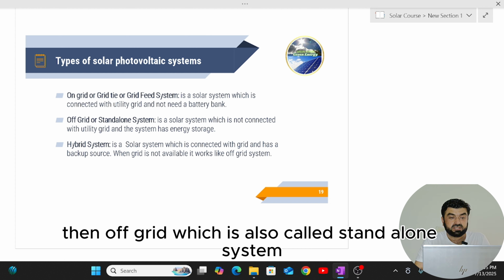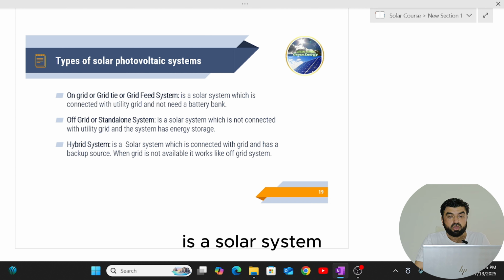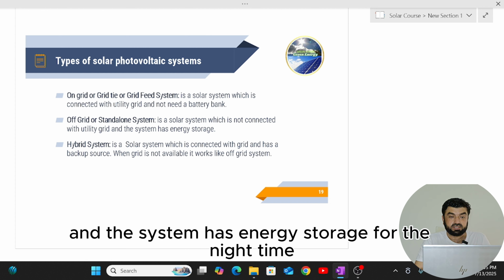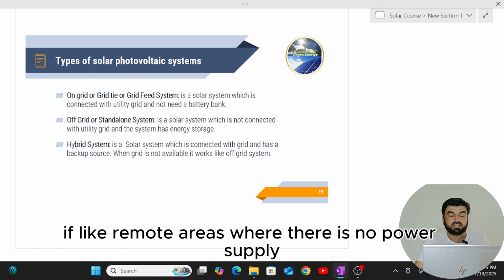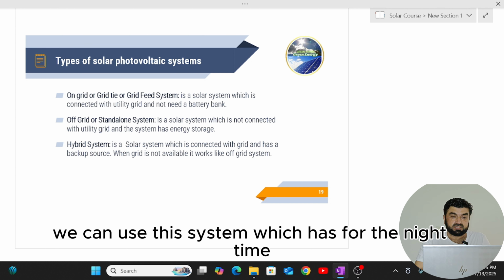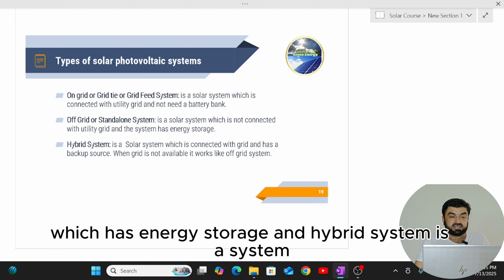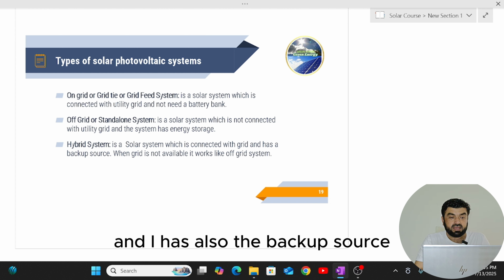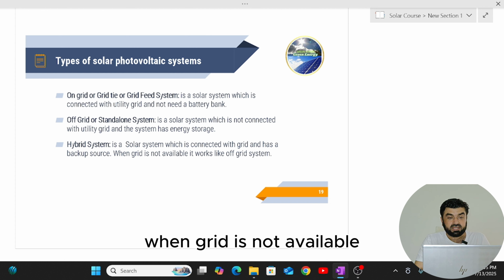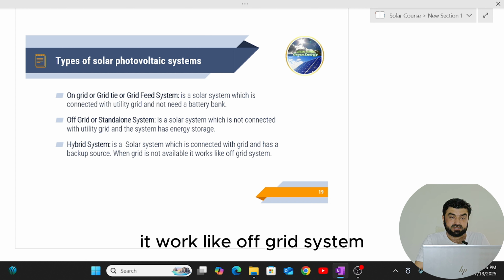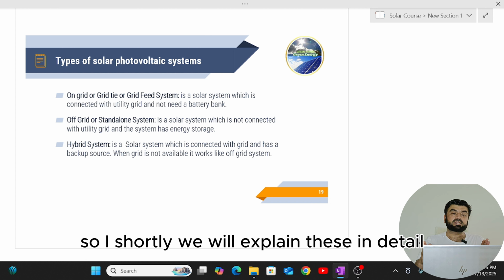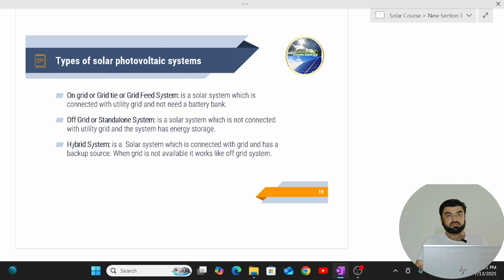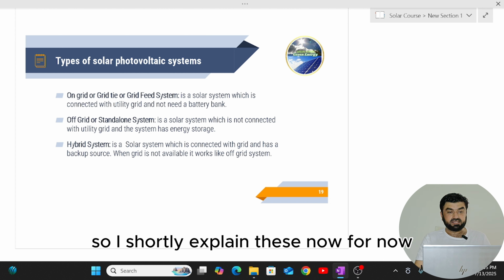Then off-grid, which is also called a standalone system, is a solar system which is not connected with the utility grid, and the system has energy storage for the night time. For remote areas where there is no power supply, we can use this system. And a hybrid system is connected with the utility grid and also has a backup source. When the grid is not available, it works like an off-grid system. We will explain these in detail later.